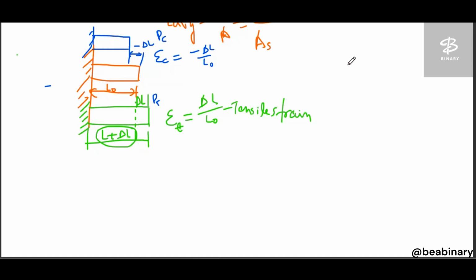is called compressive strength. Now it is negative. I have already told you this is negative, meaning minus delta L upon L naught.